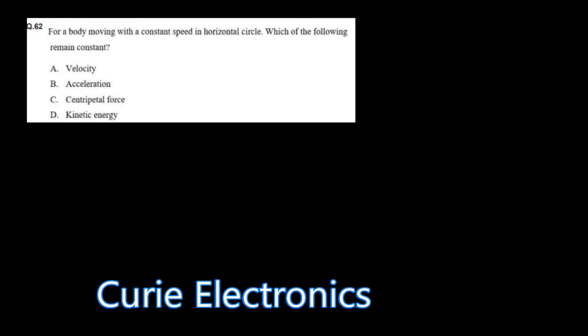For a body moving with constant speed in a horizontal circle, which of the following remains constant? I did not go through it much, but the answer is kinetic energy. Which transistor configuration has high voltage gain and high current gain? That is the common emitter.